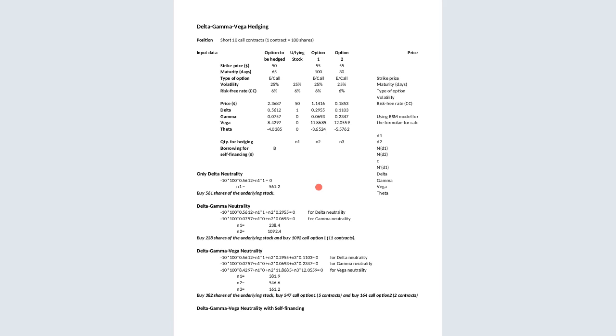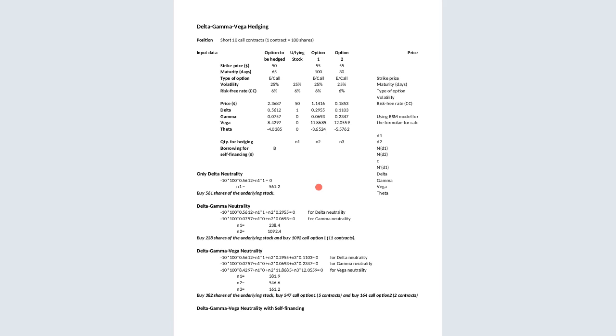You buy 547 options of the first type and 161. Sorry, that's a typo. It should be 161 options of the second type, 2 contracts. So 547 means approximately 5 contracts, and 161, where each contract is 100 shares, is 2 contracts, to get the delta gamma vega neutrality also. So basically, you can calculate your delta gamma, and you can therefore show the delta gamma vega neutrality with a self-financing argument.